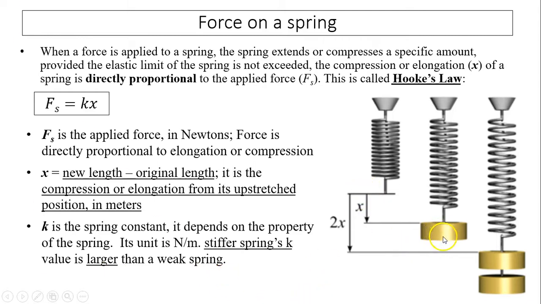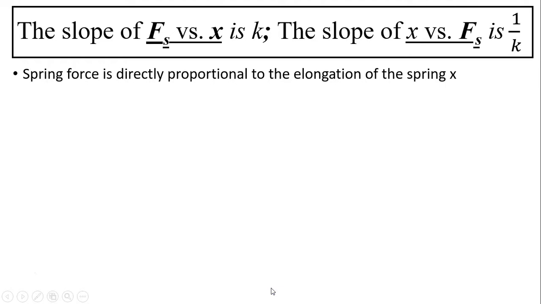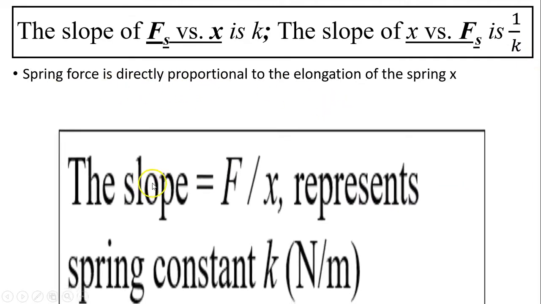So here, the force is mg. Over here, the force is 2mg. 2mg results in elongation of 2x. mg results in elongation of x. The slope of force versus elongation is k. The slope of elongation versus force is just 1 over k.